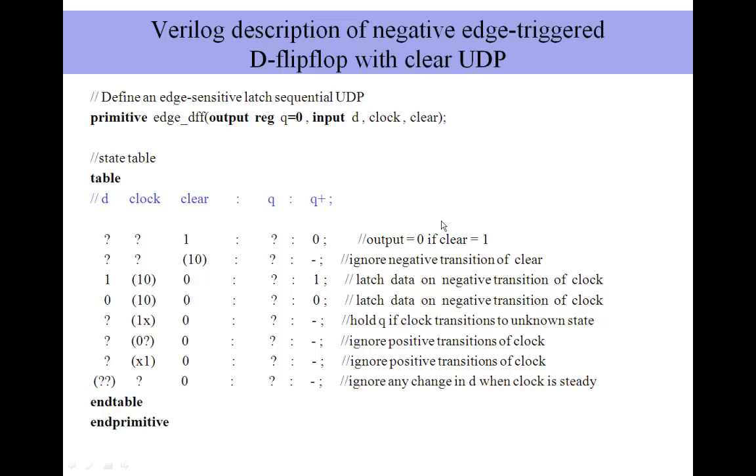So this example is for edge triggered UDP. Similarly, you can try for any other flip-flop, JK flip-flop, T flip-flop, please try.